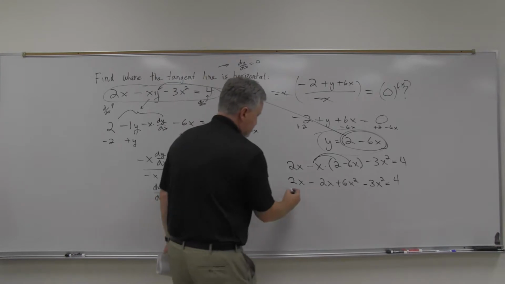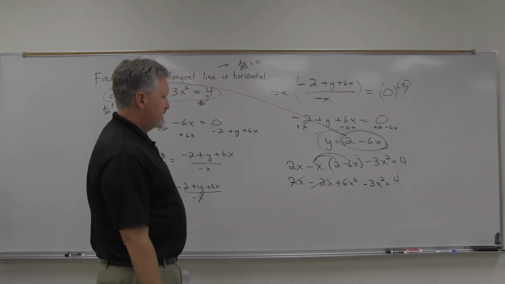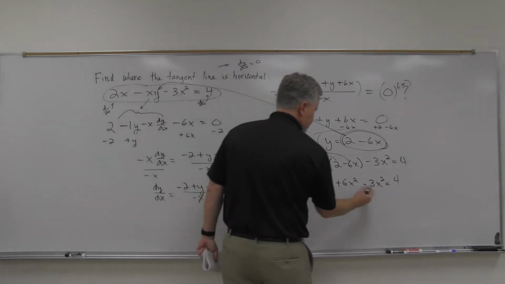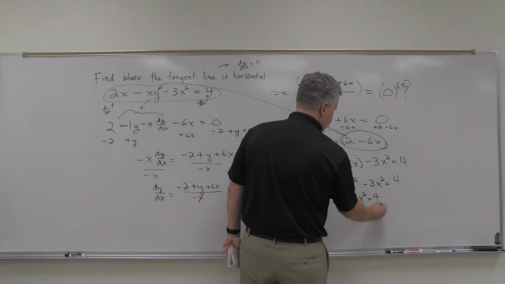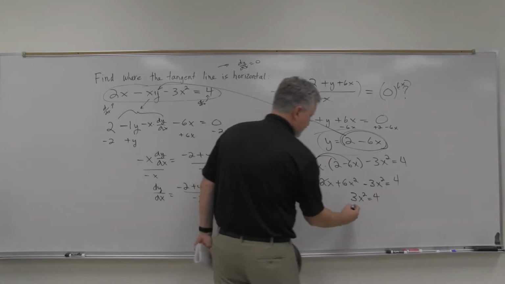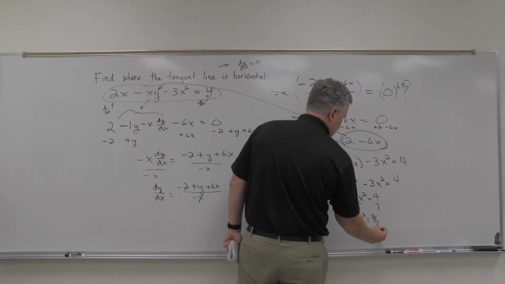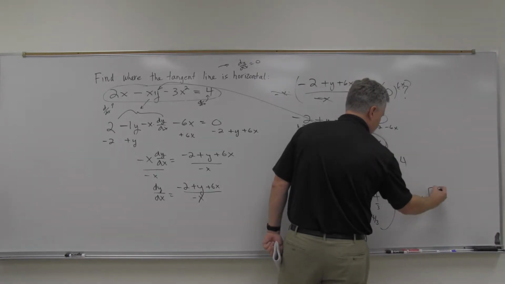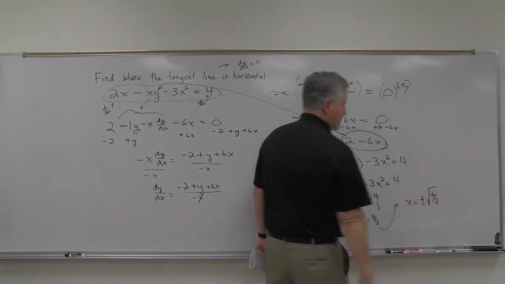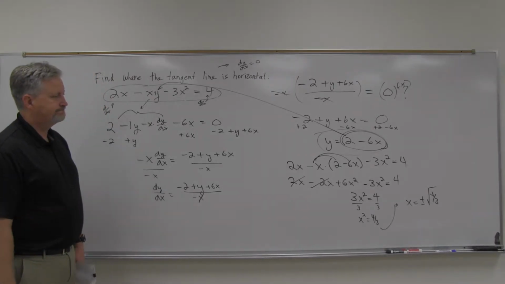Oh, this one works out nicely there. 2x minus 2x, that's going to go away. 6x squared minus 3x squared is 3x squared. So we've got 3x squared equals 4. Well, we divide that by 3. x squared equals 4/3, which would mean x is plus or minus the square root of 4/3. You do a little square root method solving technique there.